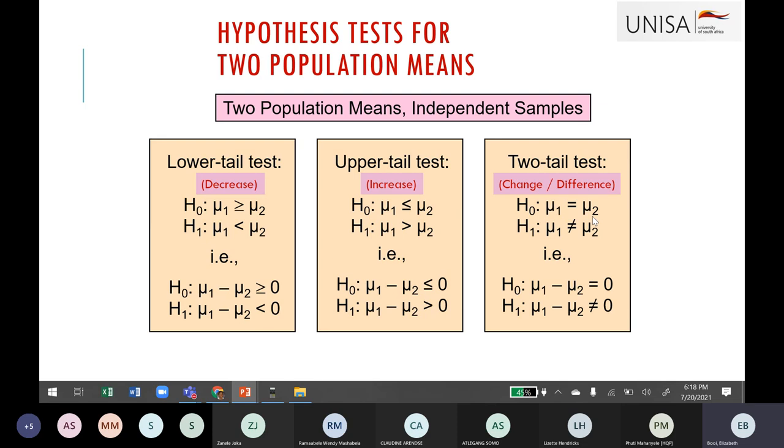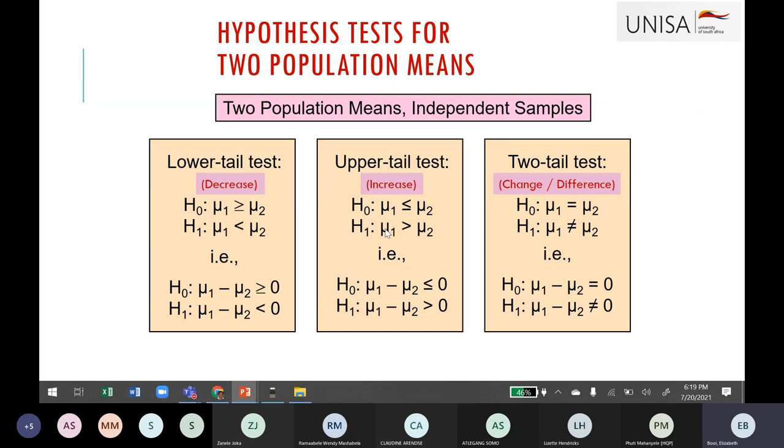So you need to read the question carefully when they give you the statement in order to identify whether you are doing a one-directional or a two-tailed test. It's very, very important, because if, for example, the statement talks about a decrease, then you need to know that you are going to do a lower tail. Therefore, in your alternative hypothesis, your null hypothesis will stay. Remember, the null hypothesis can always be equal. The alternative hypothesis will have a less than. We can state the hypothesis testing in this manner, or we can say the mean of population group one minus population group two is less than zero.